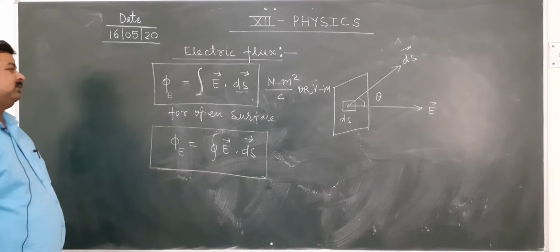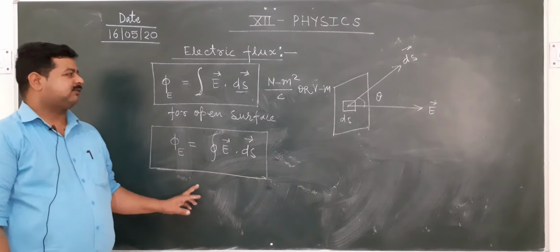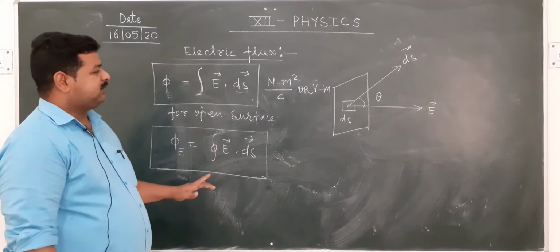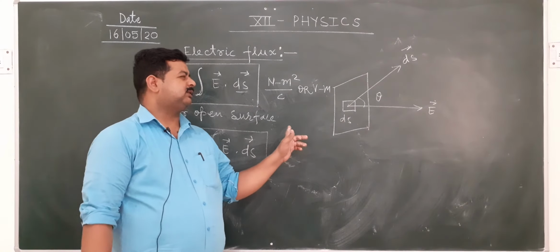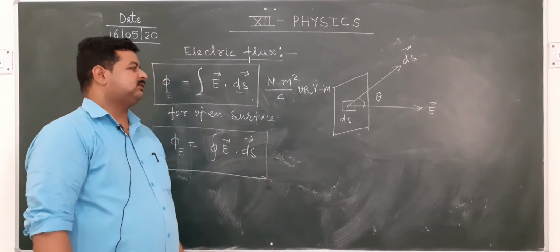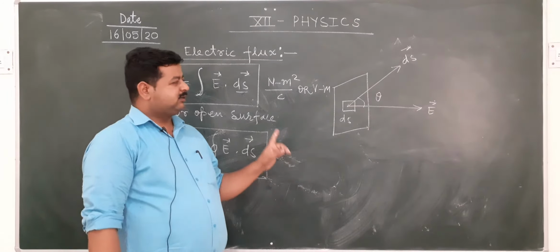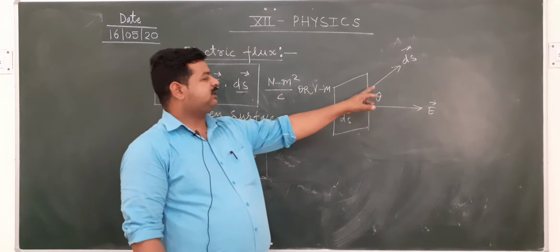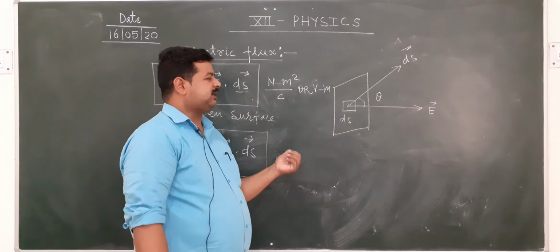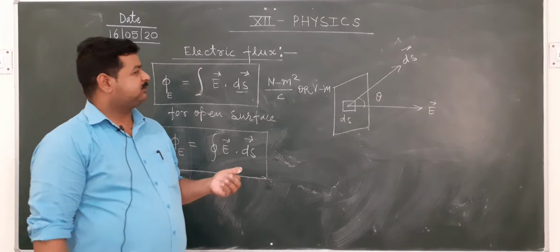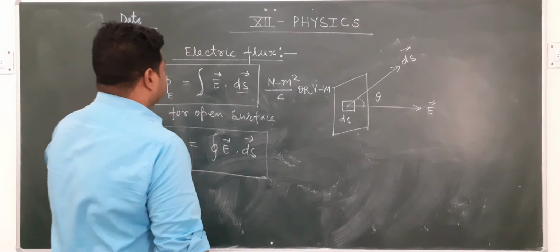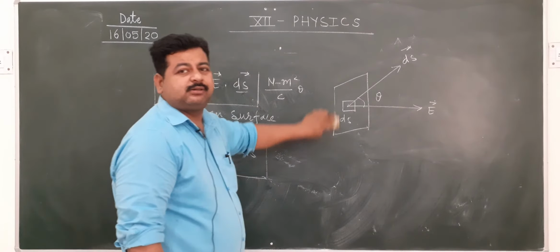So here we studied electric flux. There are many special cases. When electric field lines pass normally through a surface, some say that the flux is 0, but it is not 0, because the angle between the electric field and area vector becomes 0 and cos 0 is equal to 1. So the flux in that case is always maximum. Now we study the next topic, that is electric dipole.